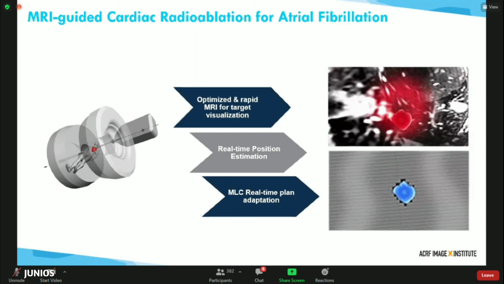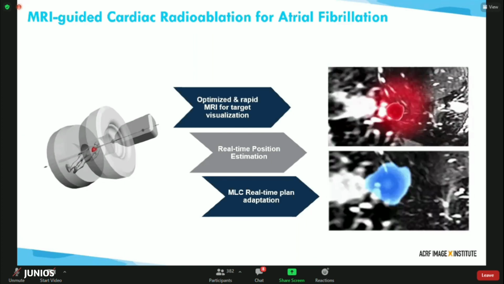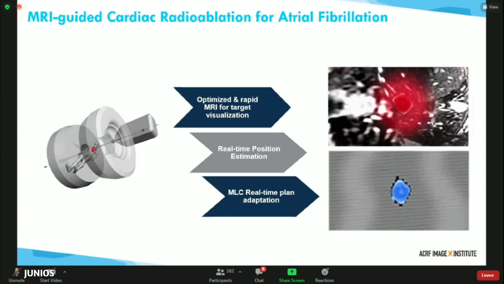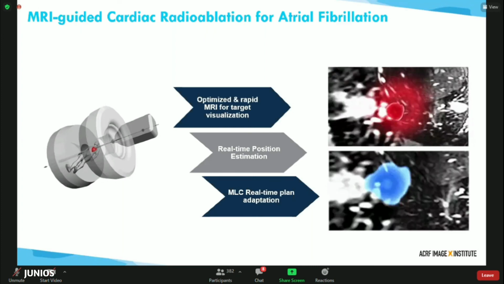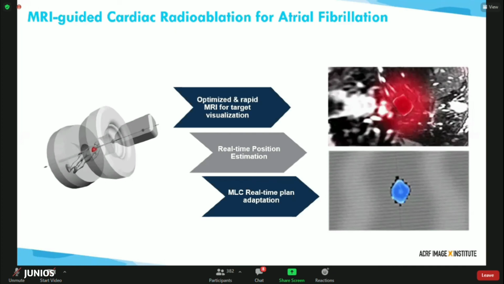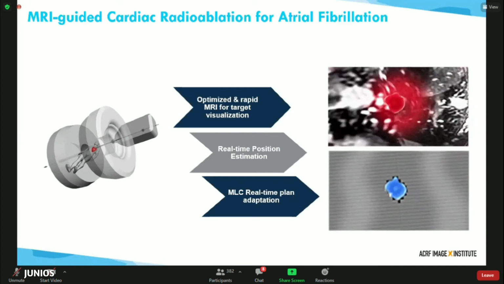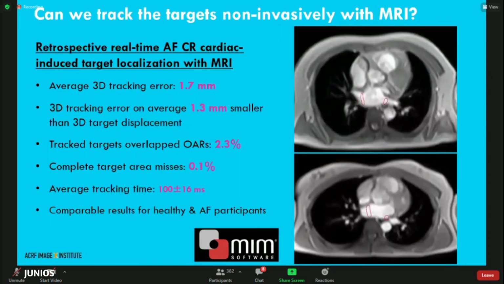Can we track the targets with MRI? Is MLC tracking suitable for cardiorespiratory motion? And is current or future temporal resolution of both imaging and beam adaptation suitable for the high-frequency cardiac motion? We have developed MRI-based target tracking software within MIM to track cardiac-induced target motion.